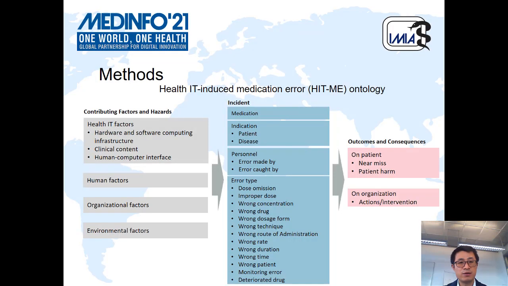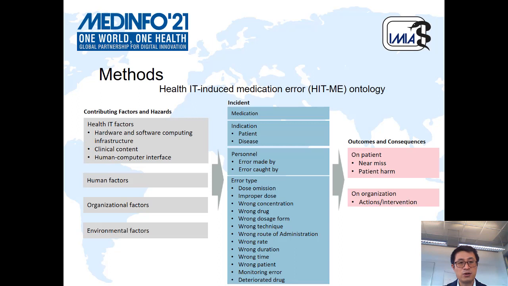Now, let's move on to the methods, how we carried out this work. First, based on the existing conceptual frameworks, we developed the health IT-induced medication error ontology. This ontology is intuitively understandable. It consists of 3 dimensions. The first dimension is contributing factors and hazards. In this dimension, we include health IT factors, human factors, organizational factors, and environmental factors.